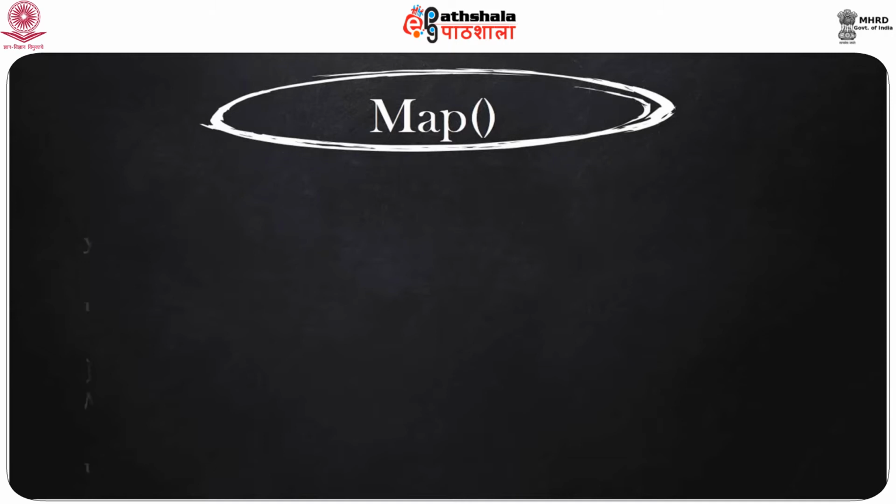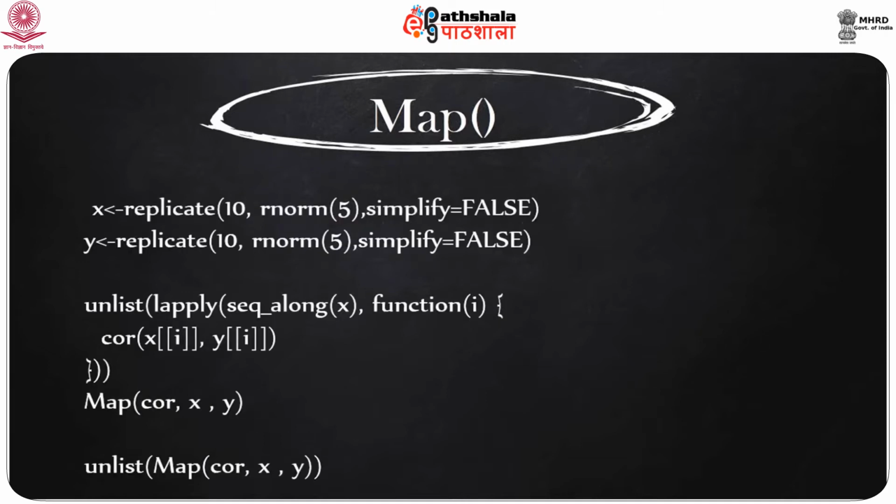Suppose you have two lists, the first and the second, that is x and y, each containing a set of 10 samples, each of size 5. Now suppose we want to find the correlation coefficient corresponding to each of the 10 samples. How do we proceed? We can use loops here, but that has some problems as we had seen earlier. So think of how we can solve this problem using the apply family of functions.